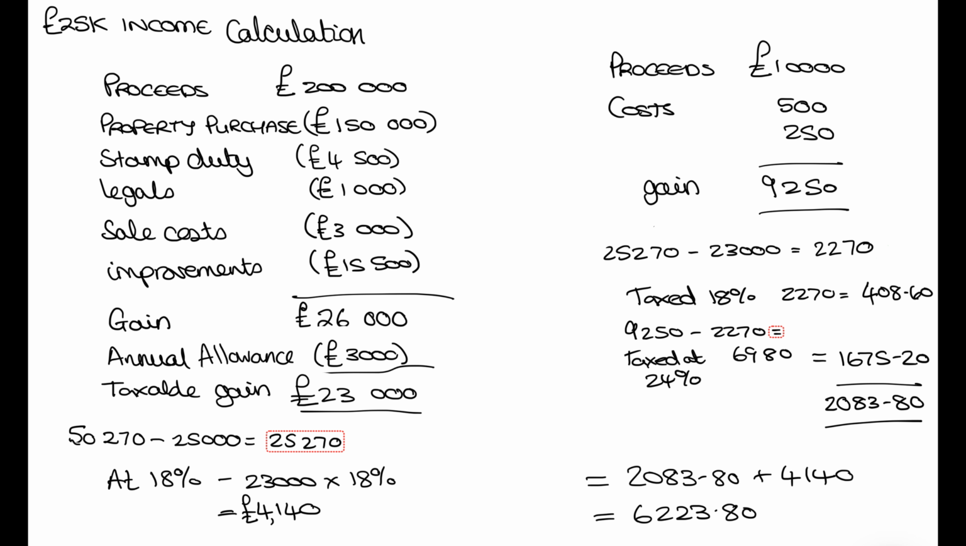This will be due to be completed on a capital gains tax return within 60 days of your disposal, and you have to pay the tax that is calculated at this point in time, which is your 4,140.